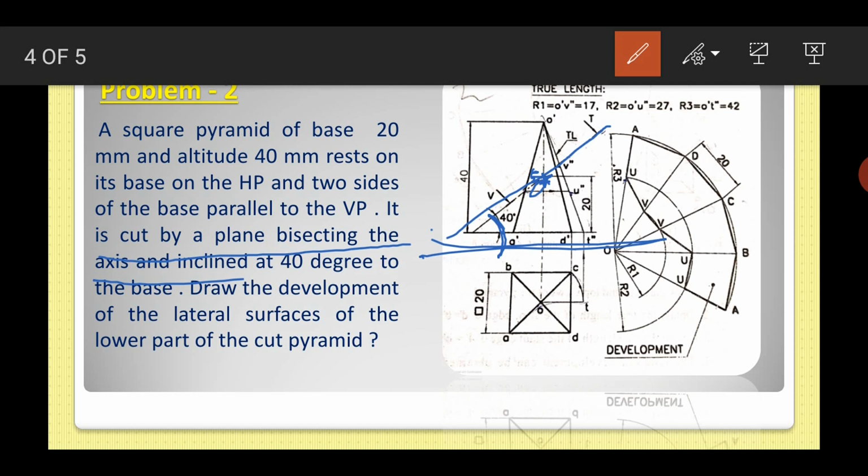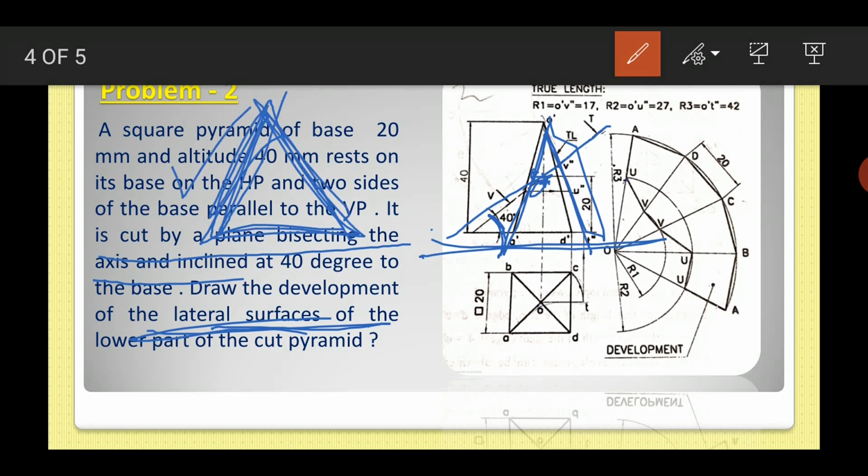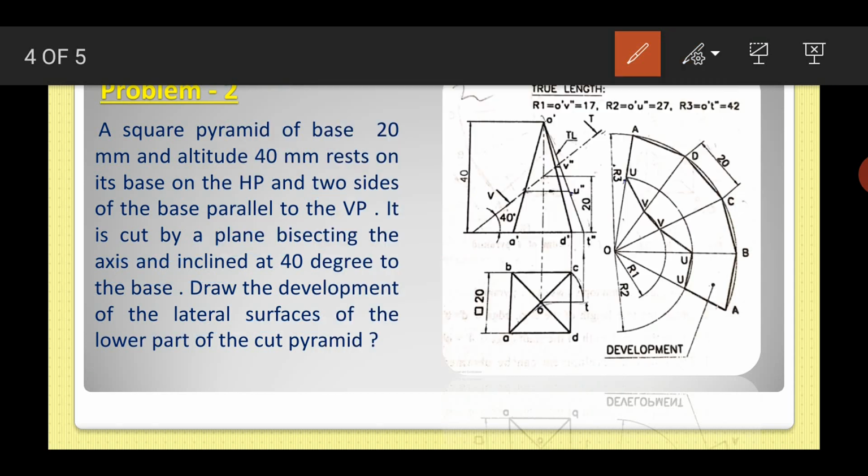So draw the development of the lateral surface. As I told you, the lateral surface is these side surfaces. When you draw a pyramid or something like that, like this, this side will be the lateral surface. Both sides are known as the lateral surface. So draw the development of the lateral surface.